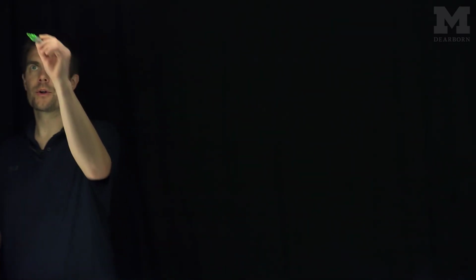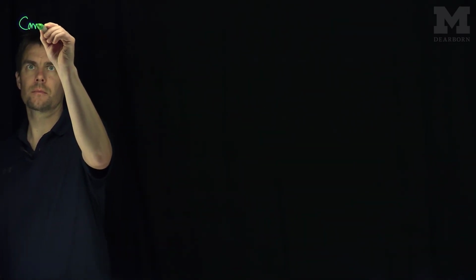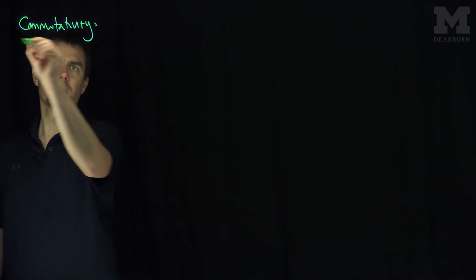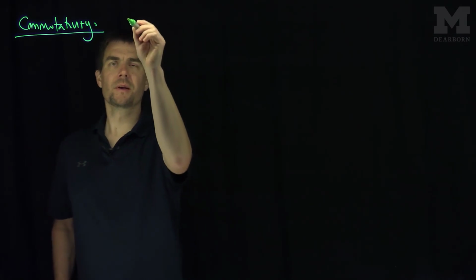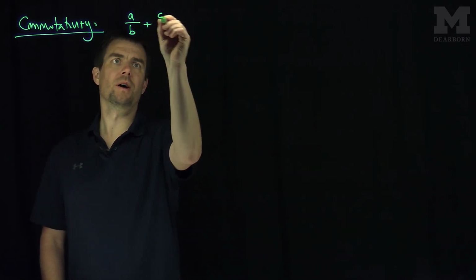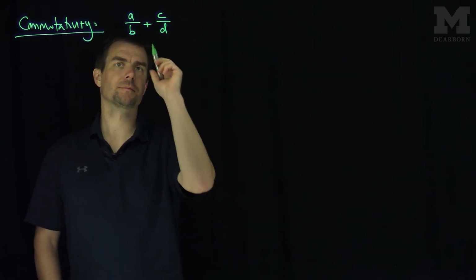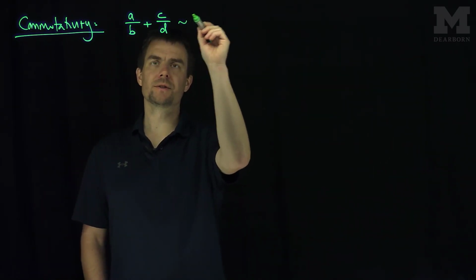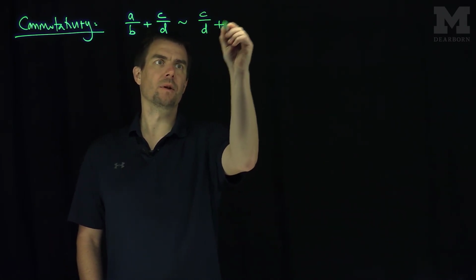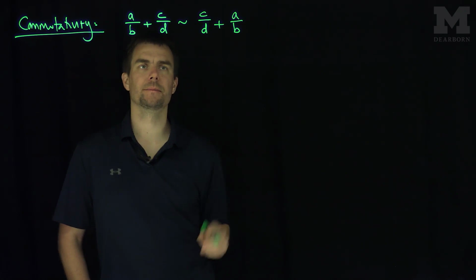Hello students, in this video we'll prove the commutativity and associativity of addition on the positive fractions. So here's our first result. Our commutativity result says the following. It says that a over b, a positive fraction, plus c over d is equivalent to c over d plus a over b.